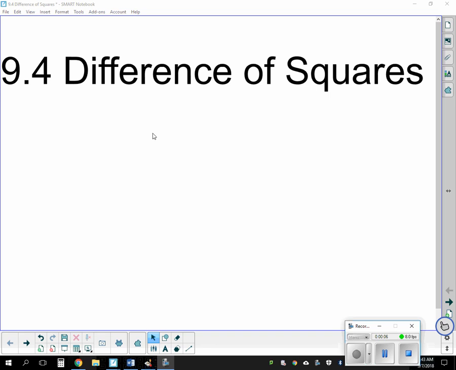Okay, guys, if you're here, that means you got through 9-3. 9-3 is a really tough section, so congratulations. 9-4 isn't tougher. It should be easier, so that should give you a little bit of relief. This is the last way we're going to learn how to factor, and it is called a difference of squares.